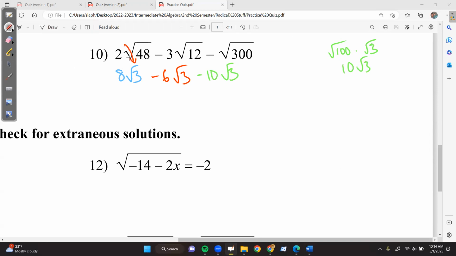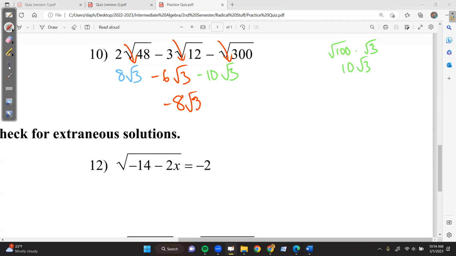And you go, hey, that's a root 3. That's a root 3. Hey, I could put them all together. And 8 minus 6 is 2. 2 minus 10 is negative 8. So you have negative 8 roots of 3. So far, so good. All right, let's head to the last section.